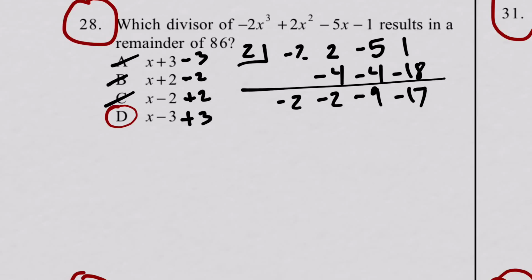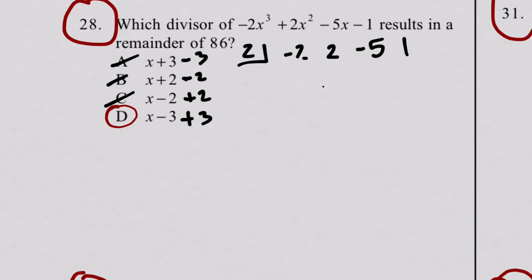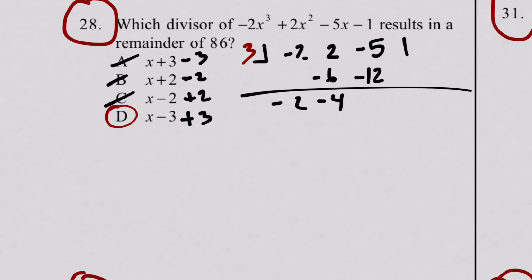Okay, so let me erase this. And we're trying positive 3. Bring down the negative 2. 3 times negative 2 is negative 6. Negative 6 and 2 makes negative 4. 3 times negative 4 is negative 12. Negative 12 and negative 5 is negative 17. 3 times negative 17 is 3 times 7 is 21, 3 times 1 is 3, negative 51. Hey, what happened here? That doesn't work.